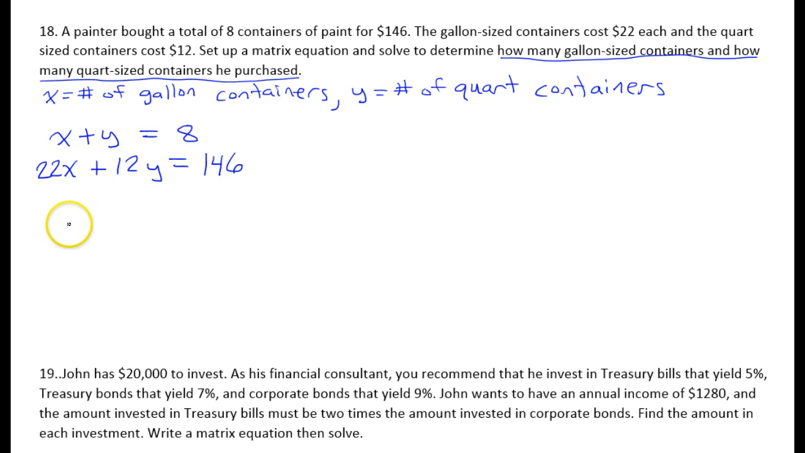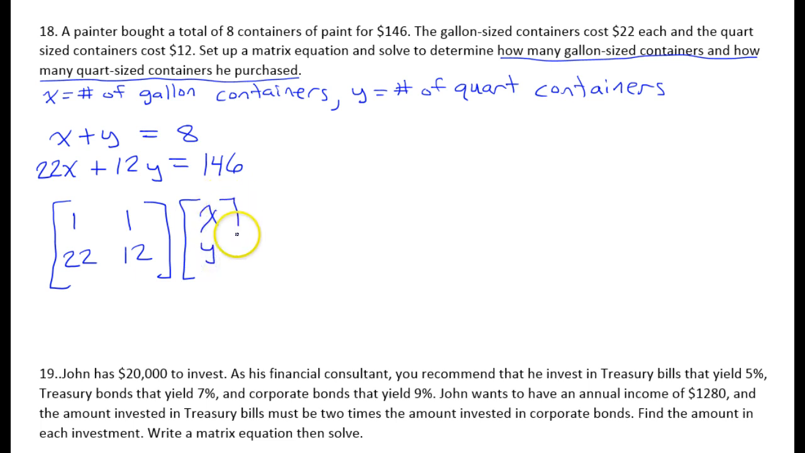So we can set up a matrix equation using the coefficients. So that's going to be 1, 1, 22, 12. Okay, next comes the variable equation, x and y. And alright, these numbers on the right hand side of the equation, 8 and 146. So there's our matrix equation.